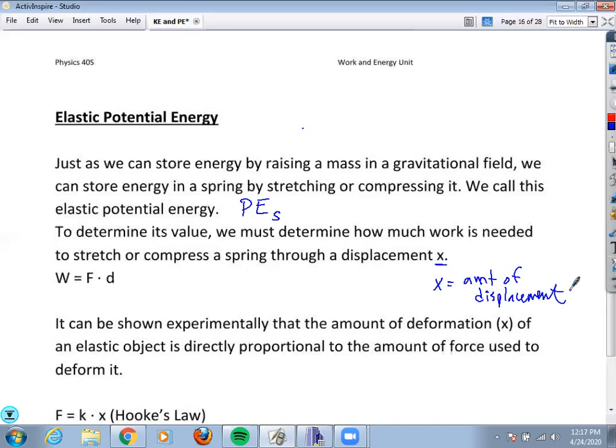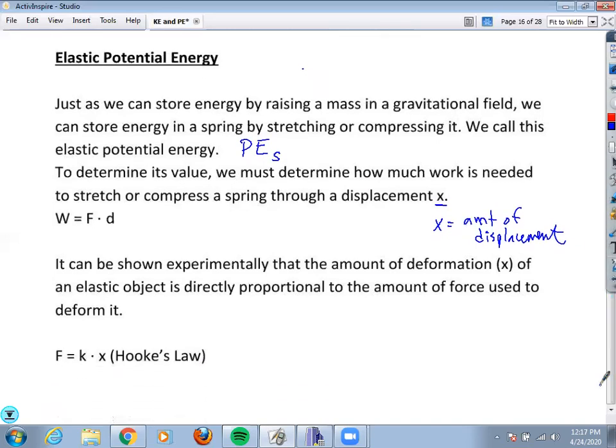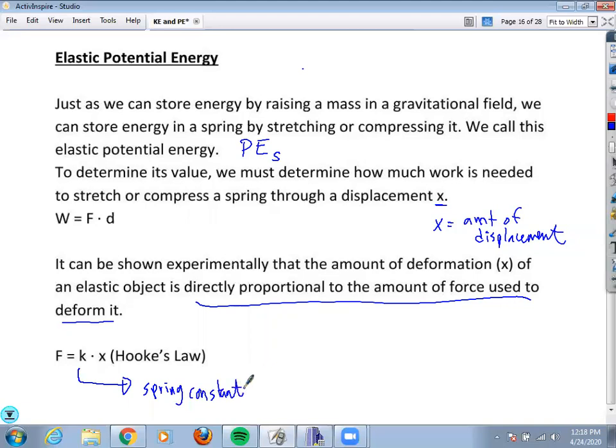There are springs that stretch and compress easily and others that do not. And so it can be shown experimentally that the amount of displacement of an elastic object is directly proportional to the amount of force used to deform it. And we get Hooke's law, which is F equals kx, and k is what we call a spring constant. So a spring that's in your bed would have a smaller spring constant than, let's say, a spring that is in the shock of a car to absorb energy.